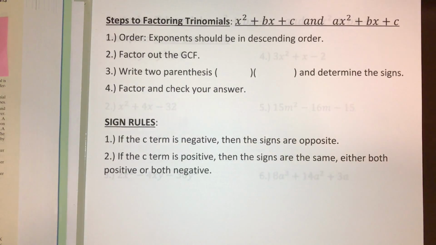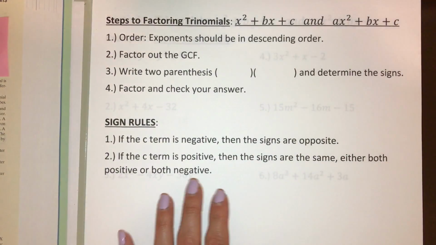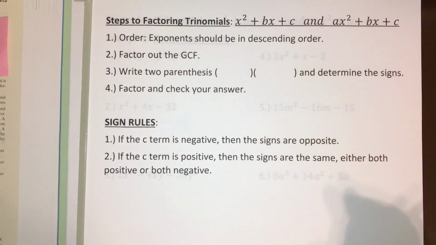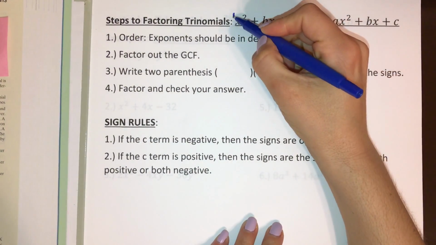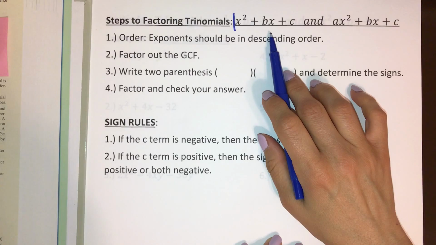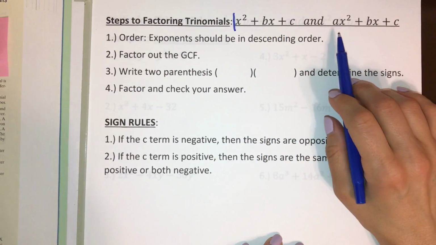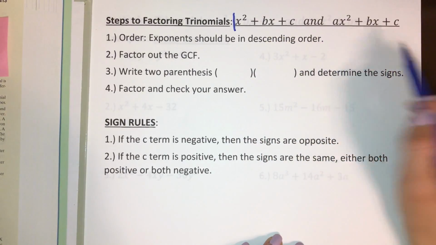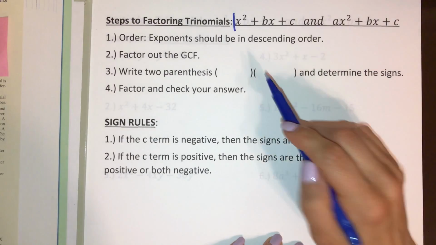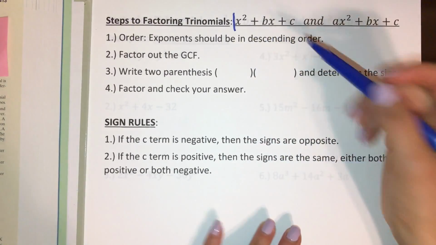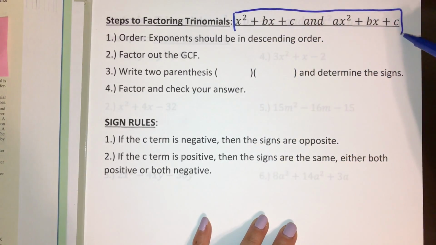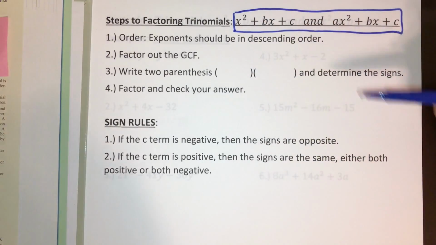This video is on factoring trinomials. Trinomials are anything of the form x squared plus bx plus c or ax squared plus bx plus c. Of course, you could have positive or negative signs, but this is what we want to factor. And so let's take a look at the steps.